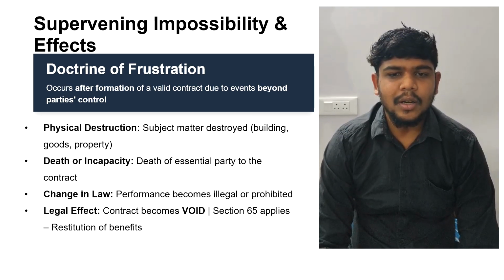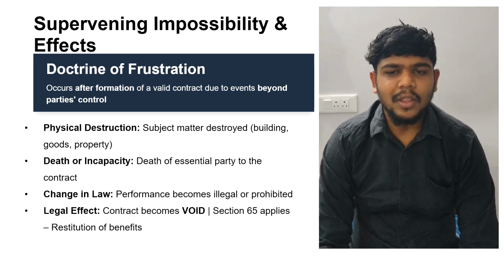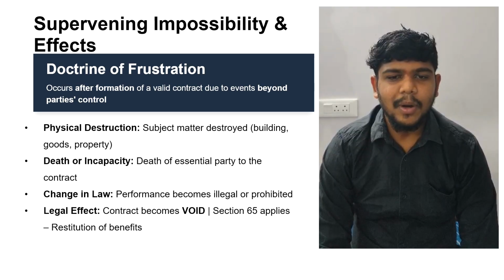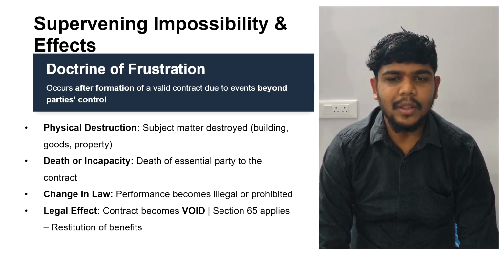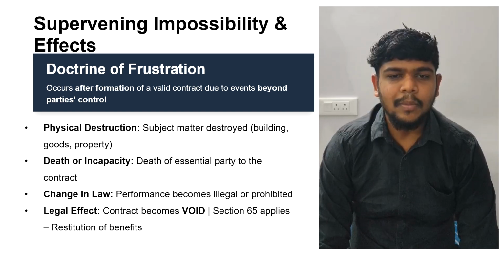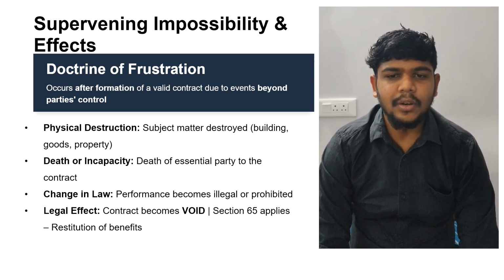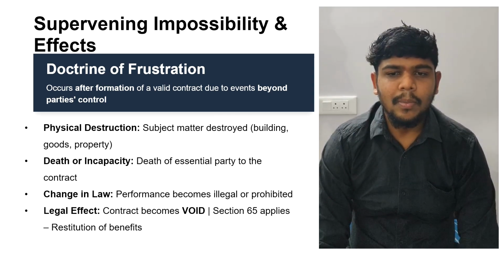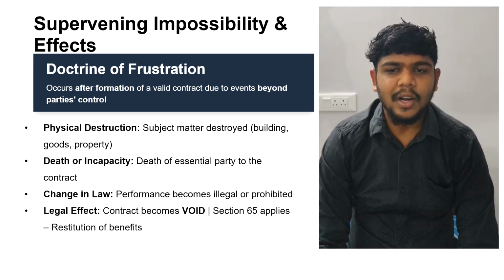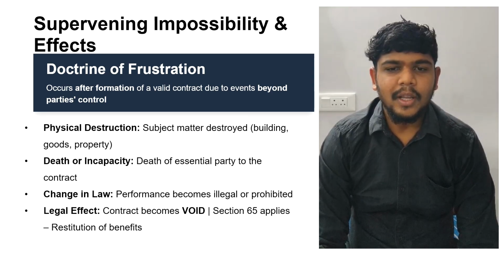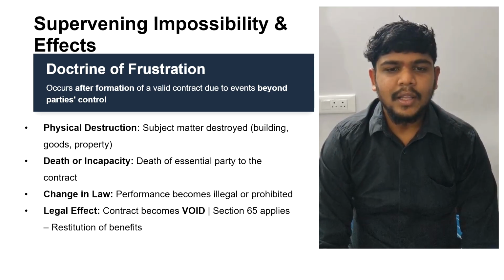Another cause is the death or incapacity of an essential party. If the contract depends on the personal skill of a person, such as a singer or an artist, and that person dies or becomes incapable, the contract is frustrated. And the third cause is change in law. If a new law makes the performance of the contract illegal, the contract automatically comes to an end.